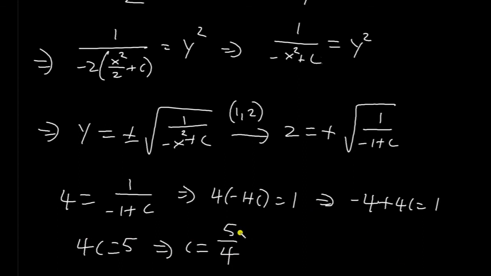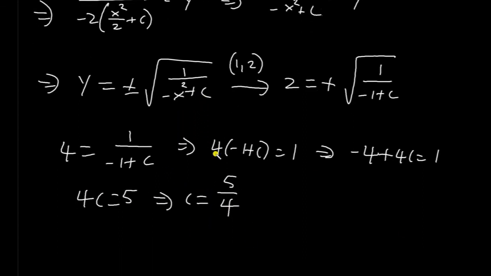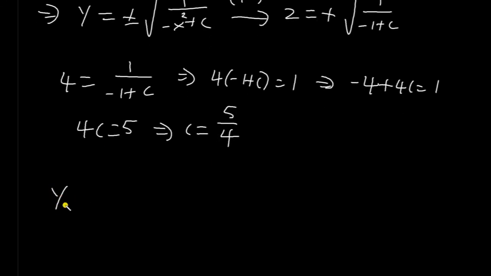Awesome. So now this guy gets plugged back into our y. So we'll get y equals, remember now we decided it was plus, so I'm just going to omit that. It's 1 over negative x squared plus 5 over 4. And hey, that's our answer.